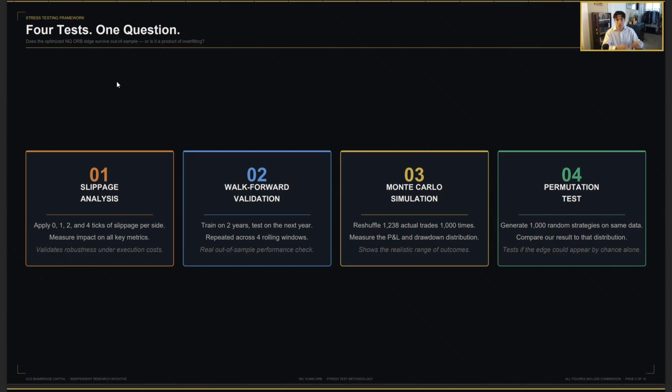And last but not least, in my opinion, one of the most important is a permutation test. This is where we generate 1,000 random strategies using the same data. We're going to compare our own result to that distribution. This tests if the edge could appear by chance alone.